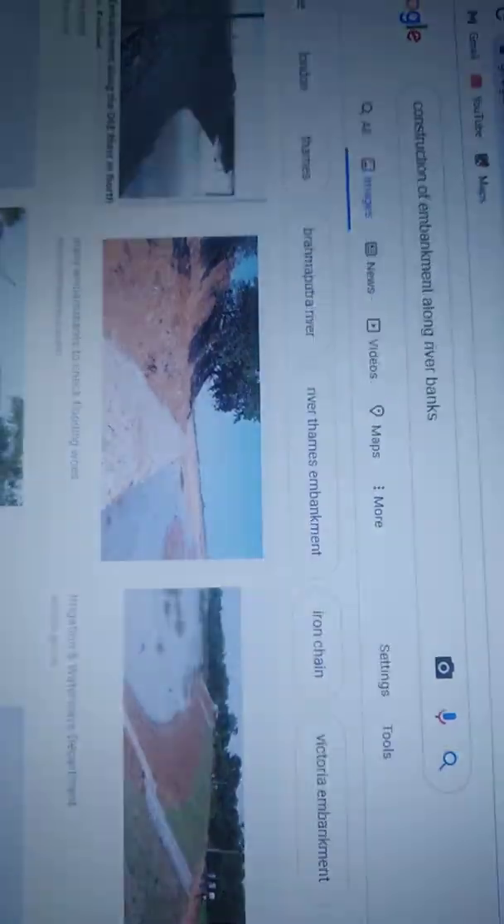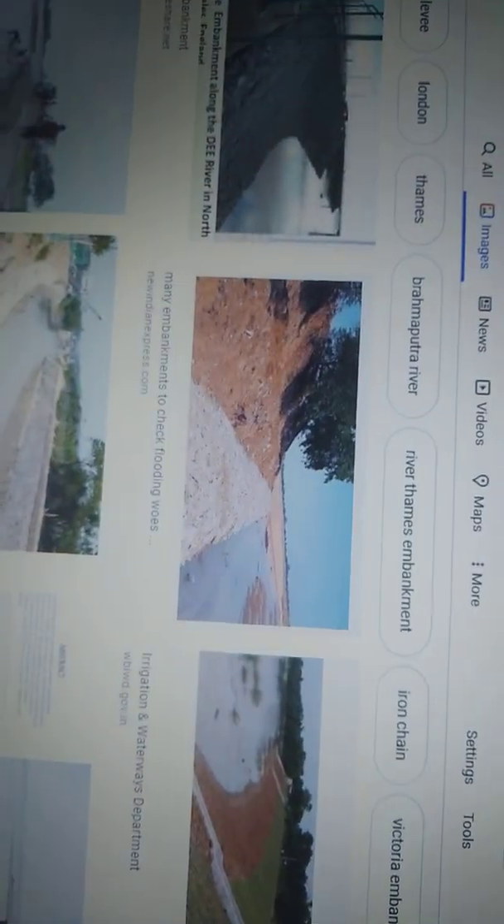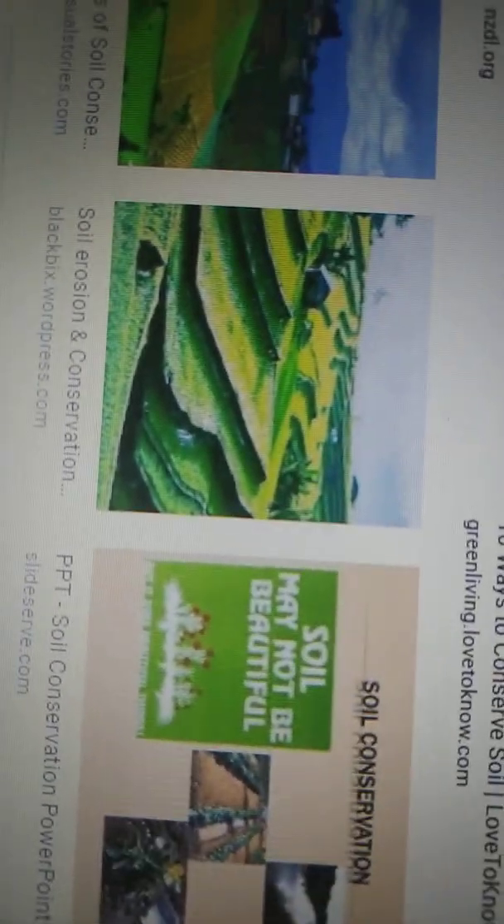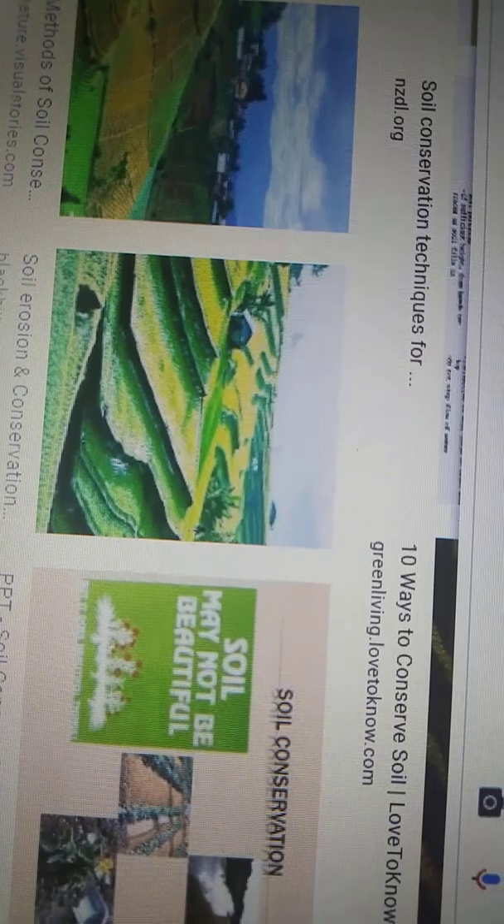Next, making terraces, which we discussed in the last class. Cutting steps or terraces on the slopes of hills and building bunds on the outer edge to control the flow of water and help in reducing soil erosion. This type of farming is terrace farming. And constructing dams. Many times soil erosion is caused by river floods, so dams can be constructed across the rivers to prevent soil erosion.